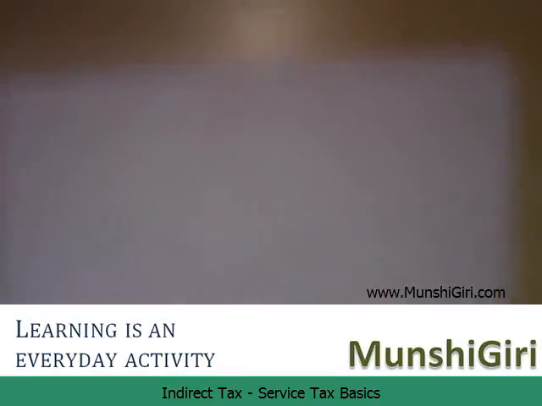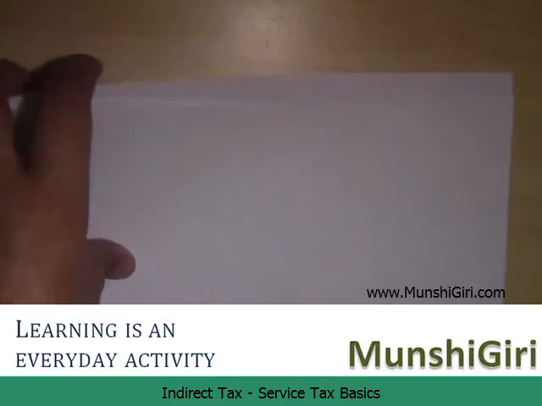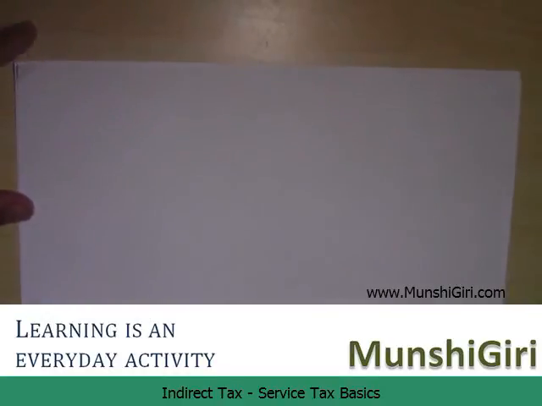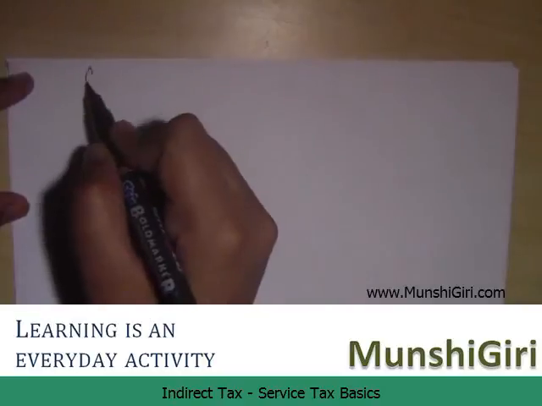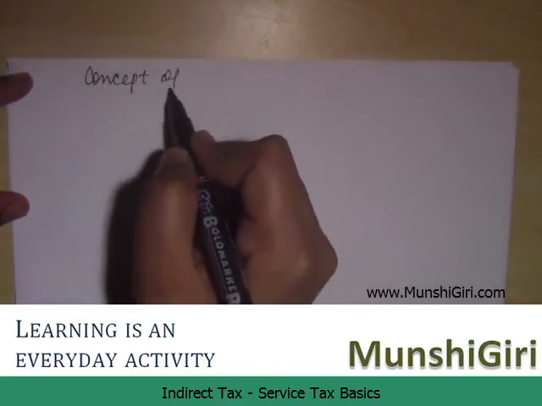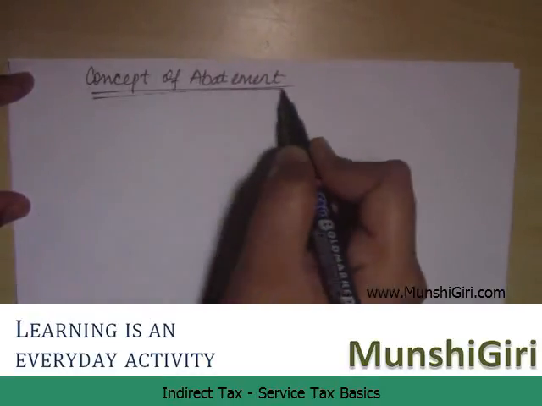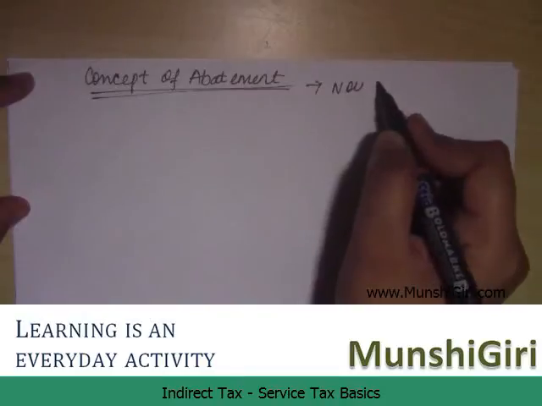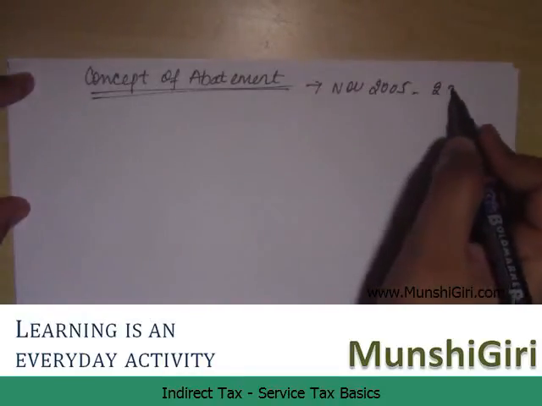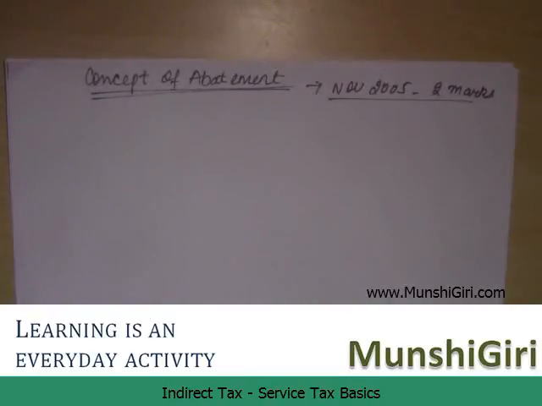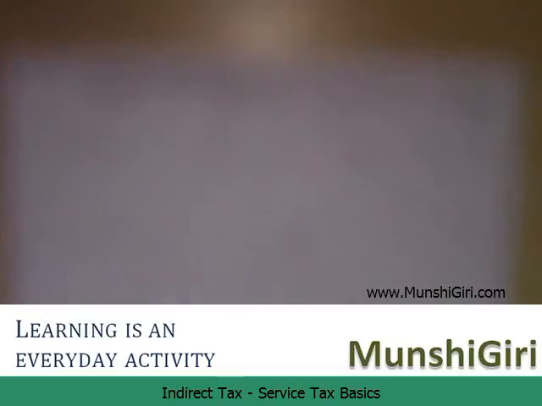Next is the question that appeared in your exam in November 2005. It was the concept of abatement in respect of sale element under various forms. Let me take up this thing. Concept of abatement. It appeared in your November 2005 exam for 2 marks. Now, what is an abatement? Abatement is nothing but an exemption granted in respect of value of taxable services.